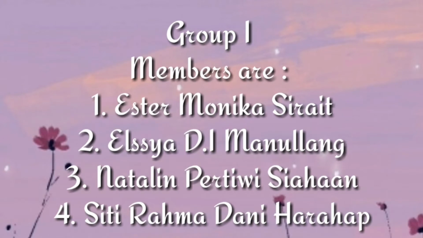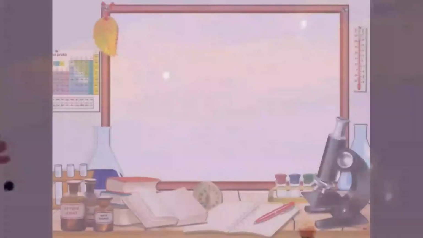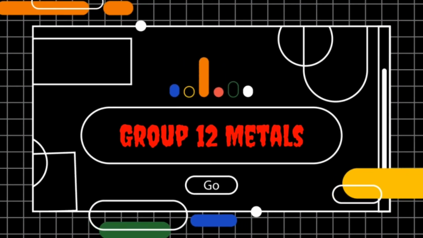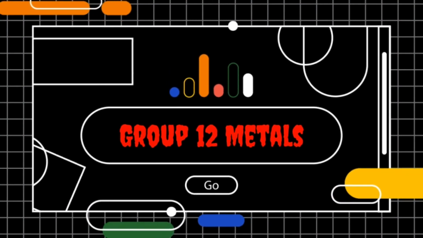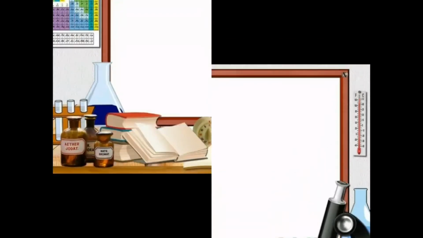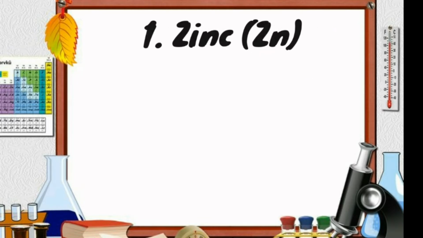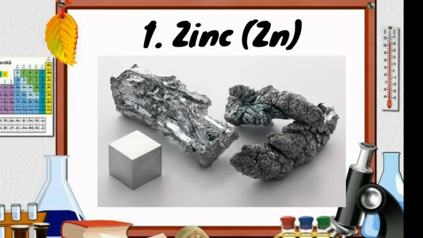We'll explain about our material by the title Group 12 Metals. As we know, Group 12 metals consist of zinc, cadmium, and mercury. The first metal is zinc. It is found in Group 2B of the periodic table and has an important role in human life.